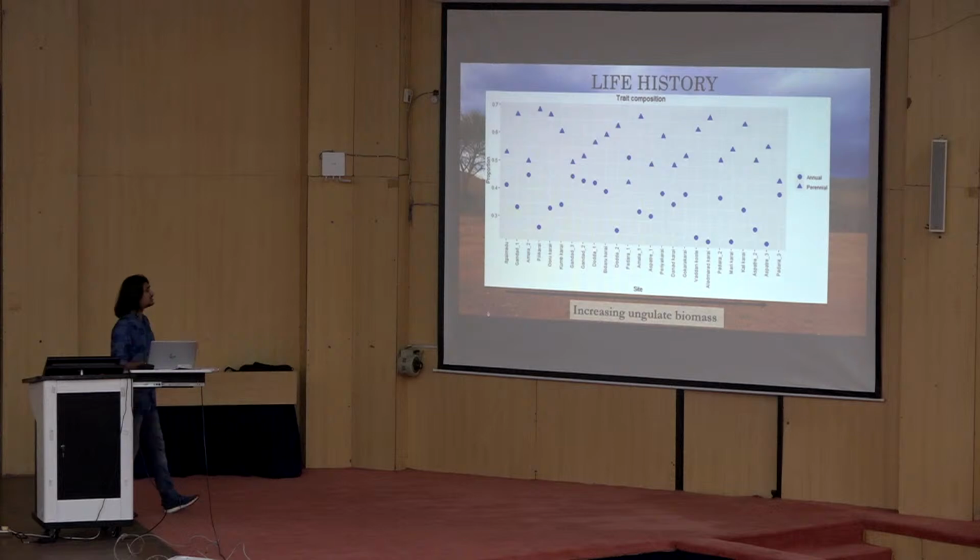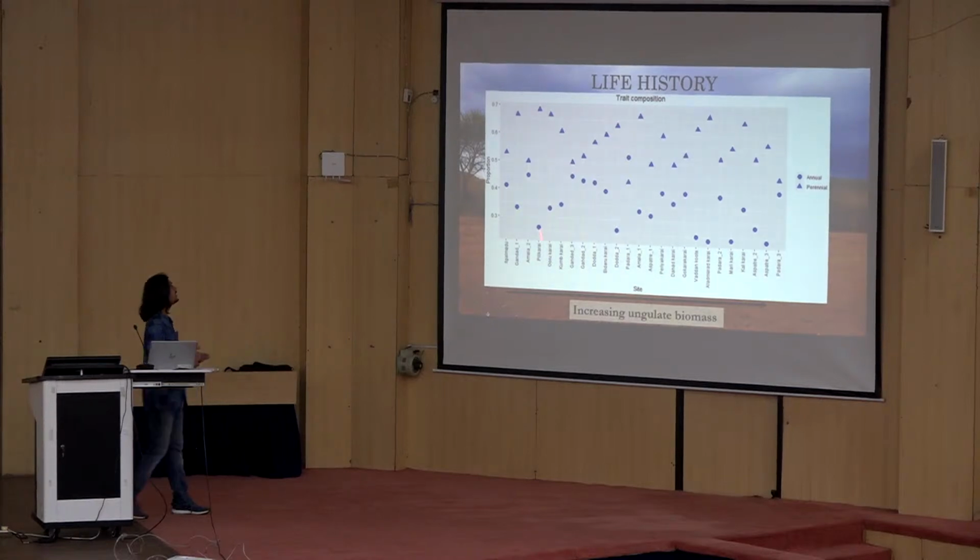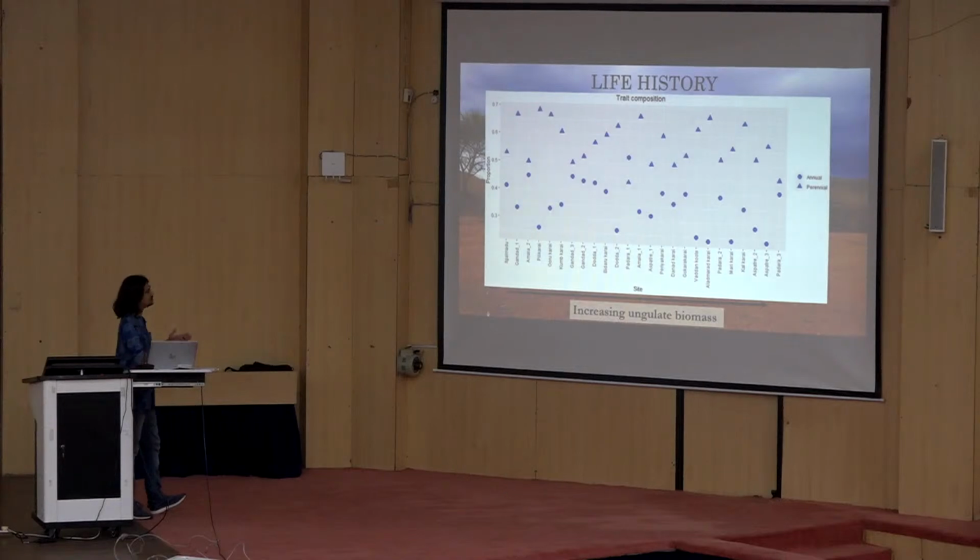Similarly, for life history, the x-axis shows plots arranged according to their increasing grazing biomass, and the y-axis again is the proportion of annuals and perennials. Here we see that perennials are more proportionate in most of the plots. So again, we do not find any relationship between these traits and grazing biomass.